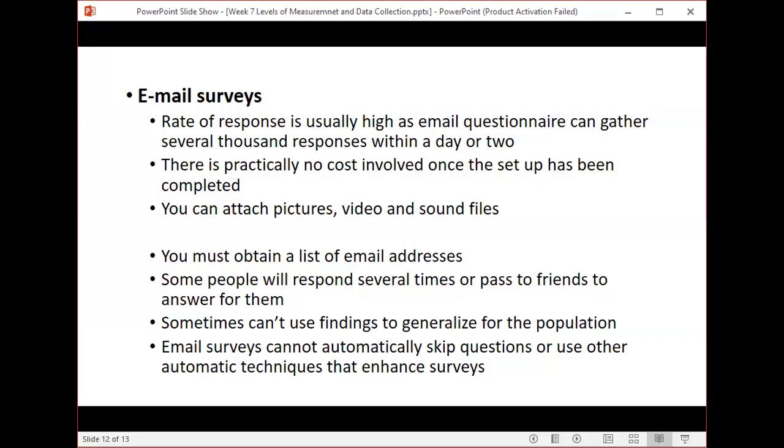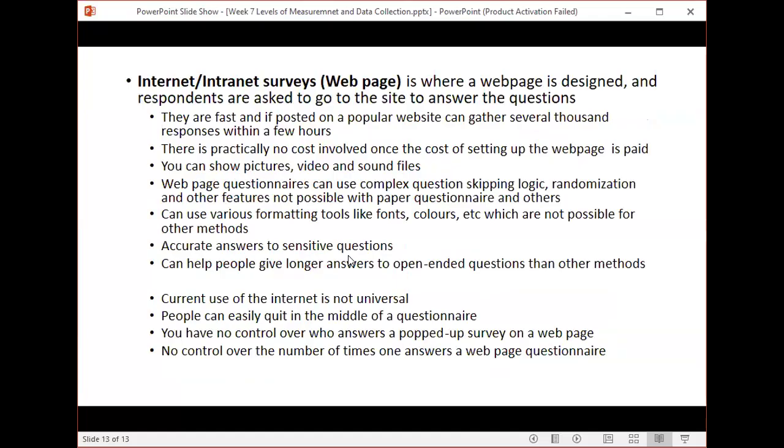It's just like you sending it on WhatsApp to people, or Facebook to people, and they click and then answer. They are not random enough. You cannot generalize for the population. Also, email surveys cannot automatically skip some of the questions, and you have to use other automatic techniques that will use the surveys. So there are some advantages and disadvantages for each one of the different ways that we can gather data.